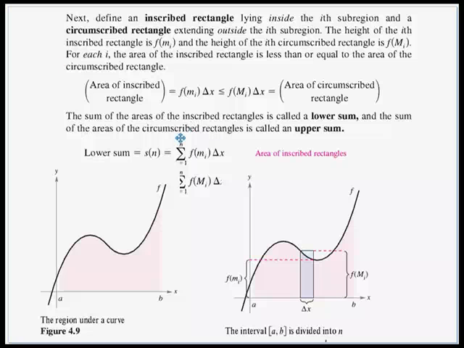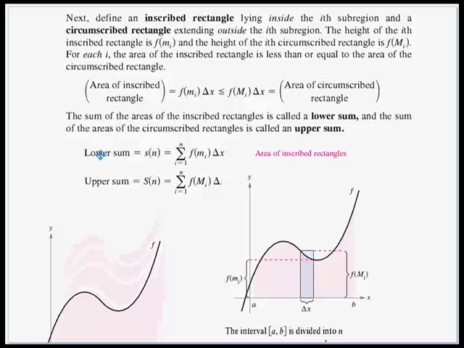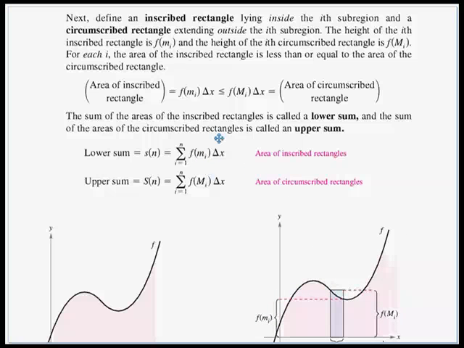The sum of the areas of the inscribed rectangles is called the lower sum. The sum of the areas of the circumscribed rectangles is the upper sum, or the overestimate. And then here's our notation. The lower sum, lowercase s sub n, is the summation from i equals 1 to n of f of m sub i times delta x. Again, delta x is the width of each rectangle. So that's our inscribed. The upper sum, or overestimate, capital S sub n, is the sum from i equals 1 to n of f of capital M sub i times delta x.